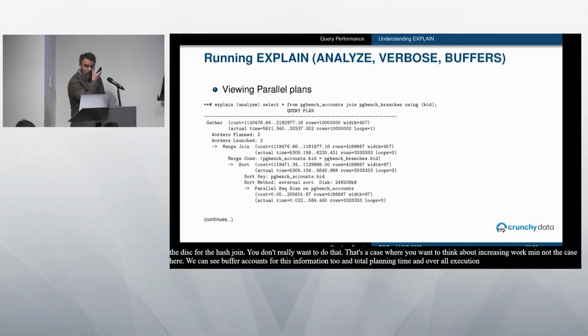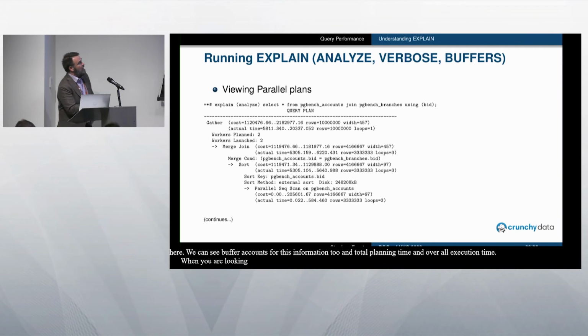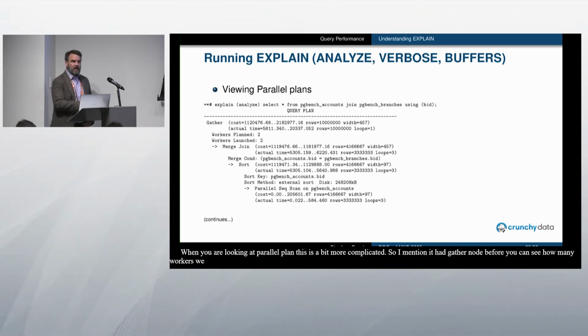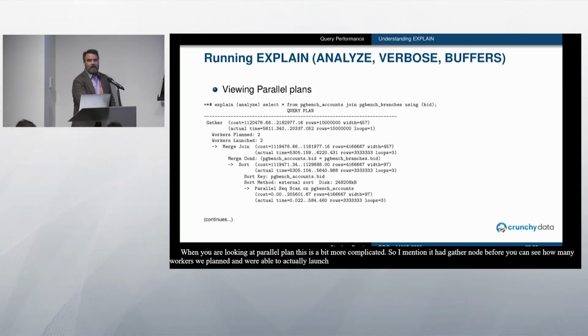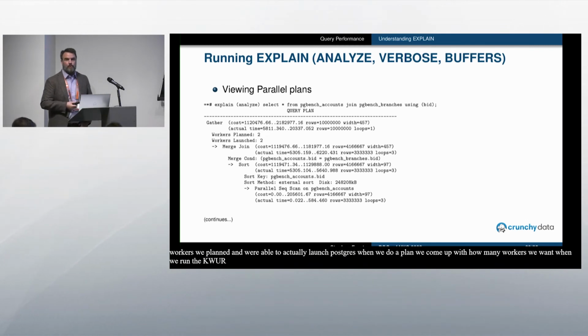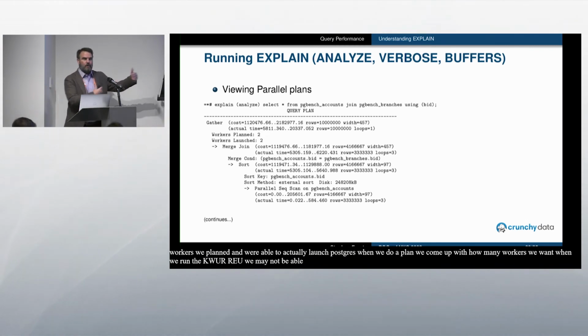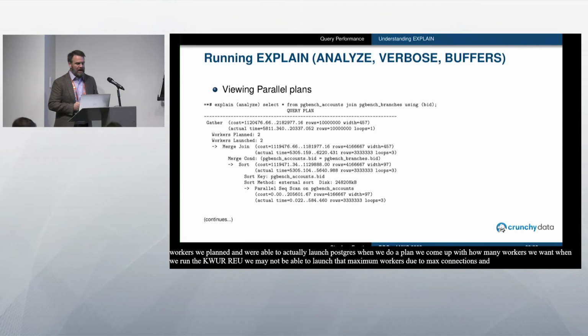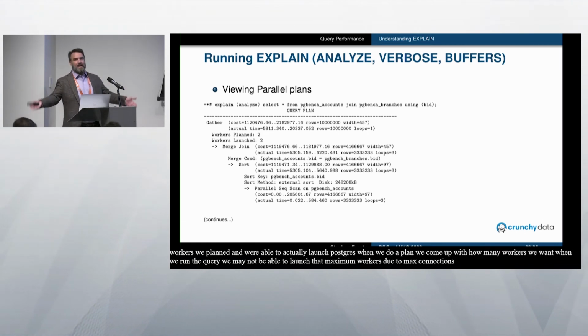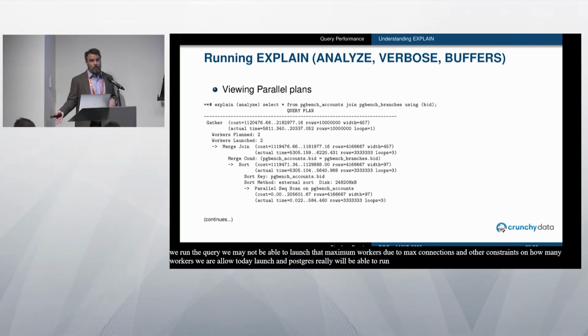So when you're looking at parallel plans, this is a bit more complicated, right? So I mentioned the gather node before. Here you can see how many workers we planned and how many we were able to actually launch. When Postgres does a plan, we come up with how many workers we want. But when we actually go to run the query, we may not be able to launch that many workers due to max connections and other constraints on how many workers we're allowed to launch. And so Postgres will run the query with however many workers we are in fact able to launch, including if we're not able to launch any.